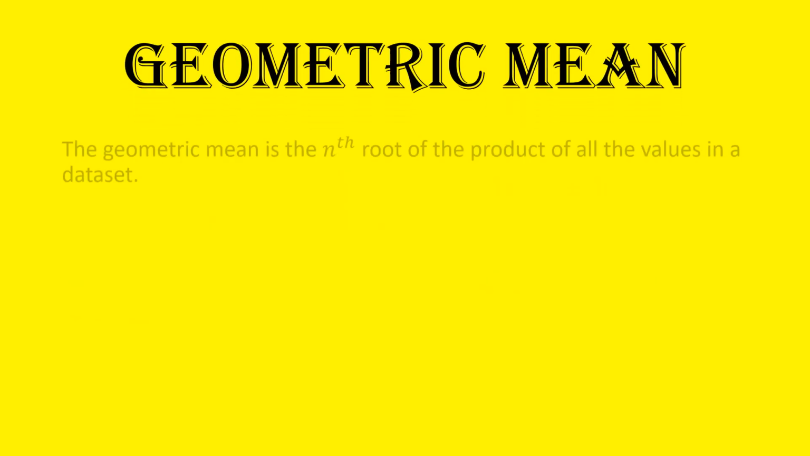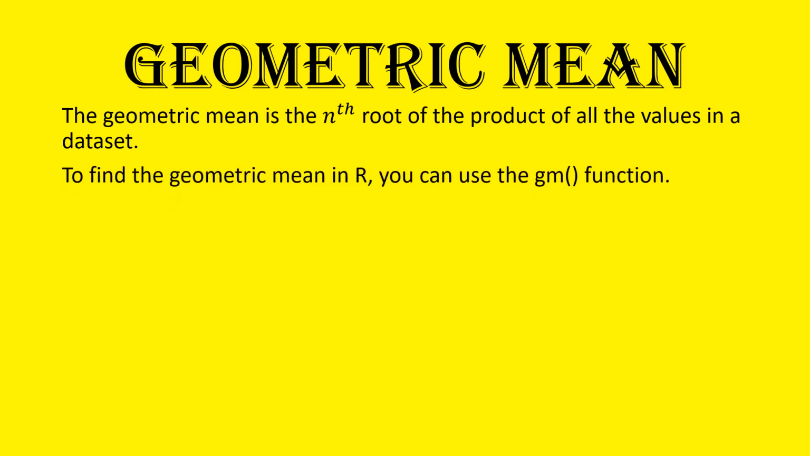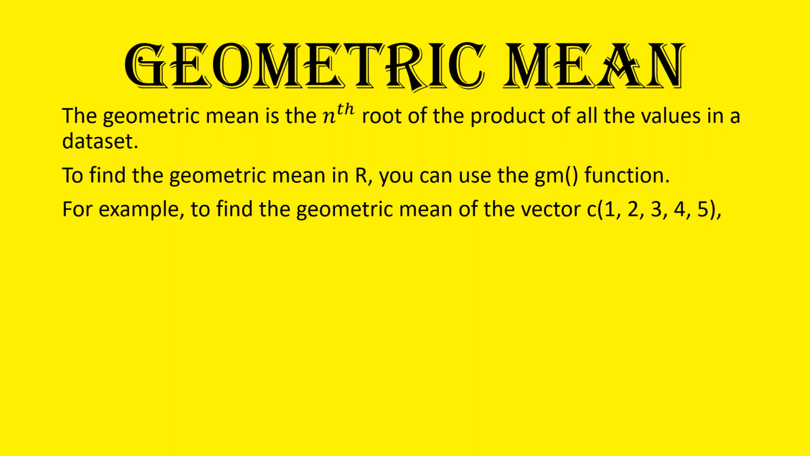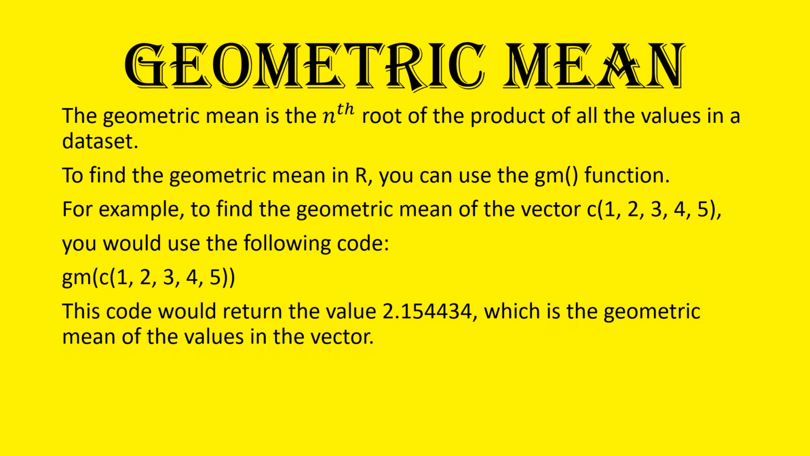Geometric mean. The definition of geometric mean is it is the nth root of the product of n natural numbers. If you want to find geometric mean in R, again the code is very simple. You have to use the geometric mean function. For example, if we have the same data set, we will use the geometric mean function and you will get the answer.